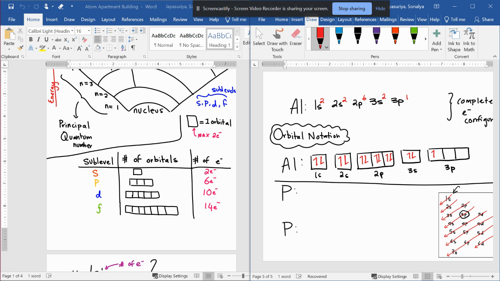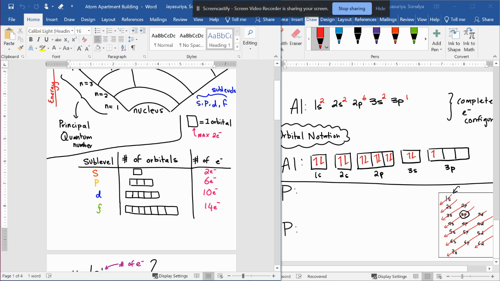But instead of drawing one box, we have to draw the three boxes available for the p orbital, because you have to show that two of them are empty. Okay, there's one occupied by one electron and the other two are actually empty. So that is what an orbital diagram looks like for aluminum.